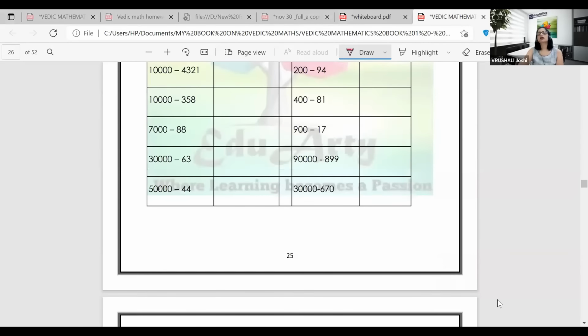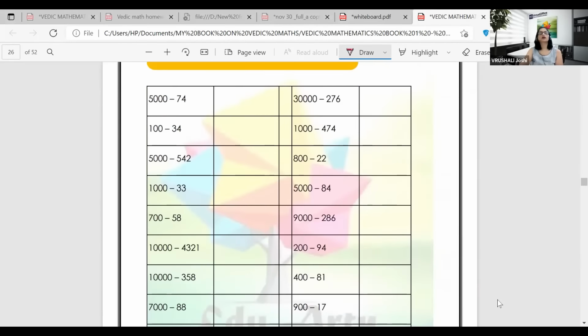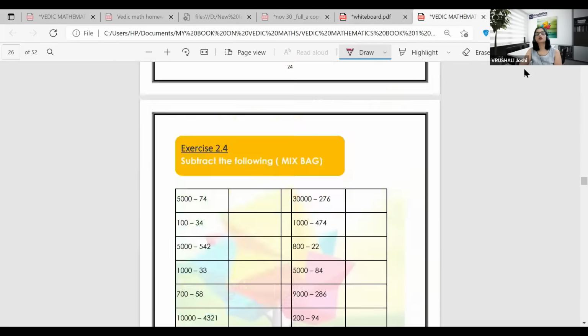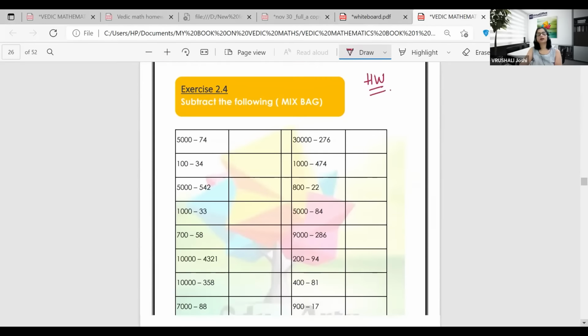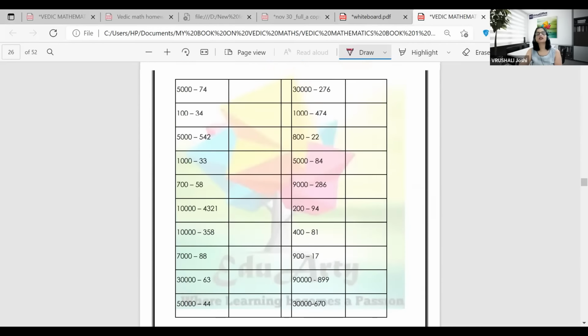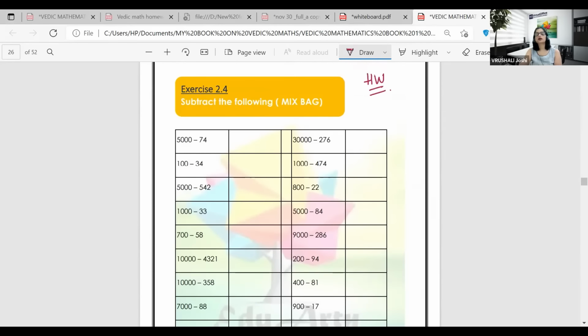There is a set of sums here. Can you see this? This is exercise 2.4 in the textbook that we are doing. It's a mixed bag. This is homework. Mixed bag, page number 25. It's a mixed bag, all the sums together. All of you will do this before tomorrow, right? Yes, ma'am.